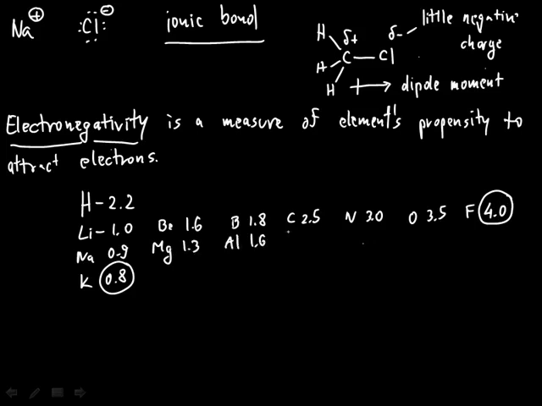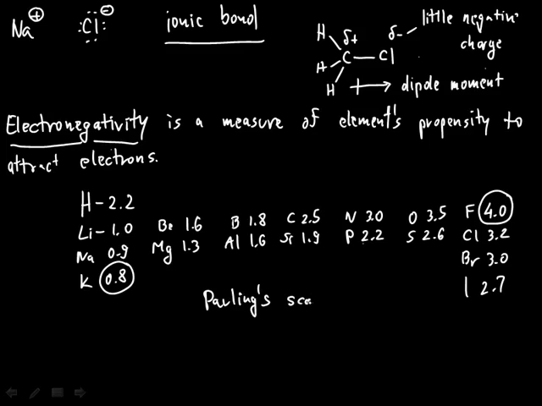Aluminum is 1.6, silicon 1.9, phosphorus, sulfur, chlorine 3.2, bromine 3.0, iodine 2.7. So first you can see that these values vary between 0.8 and 4.0. Don't ask me why these numbers are this way, because this scale is completely arbitrary. It's called the Pauling scale after Linus Pauling, who was a Nobelist, actually a double Nobelist in chemistry and peace.